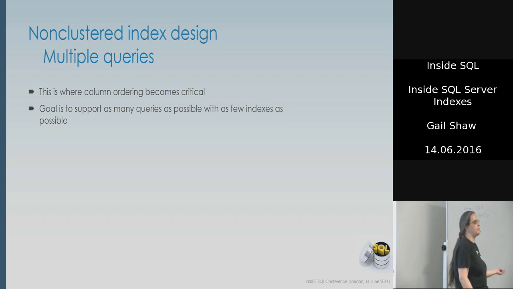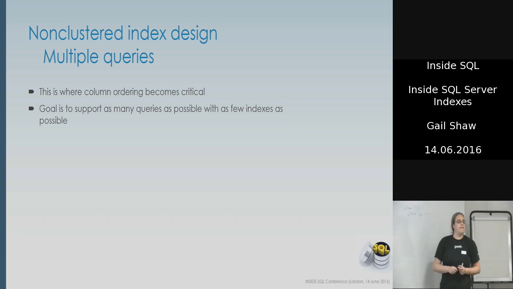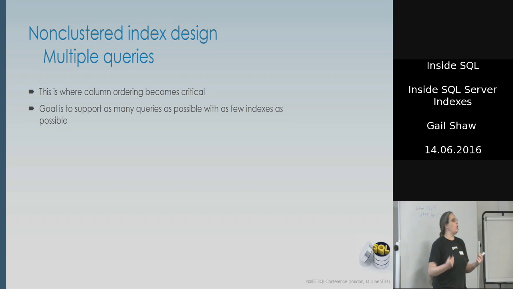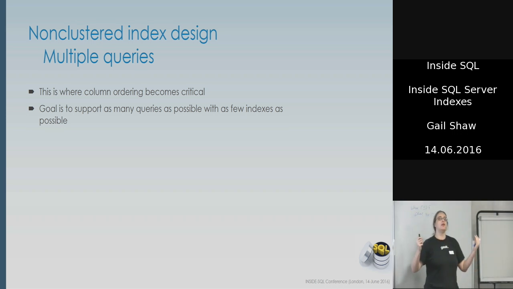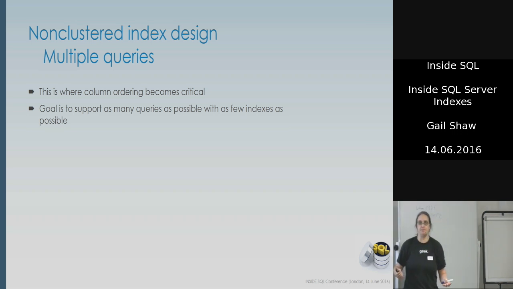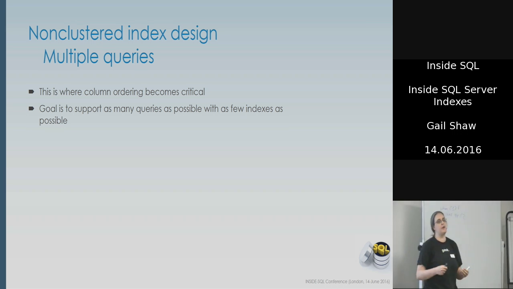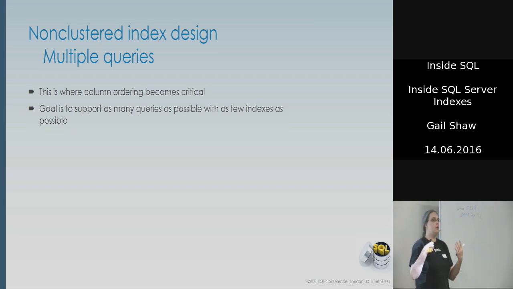Right, multiple queries. I've spoken about this a few times already. When you're trying to support multiple queries with as few indexes as possible, this is when column ordering becomes very critical. And I can promise you there is not going to be a simple solution here. You're never going to end up with a situation where you can support all your queries perfectly with 3 or 4 indexes, unless you're working in a really, really simple system. What you'll probably end up with is a situation where you can support the majority of your queries fairly well with 4 or 5 indexes, and the others, well, whatever.